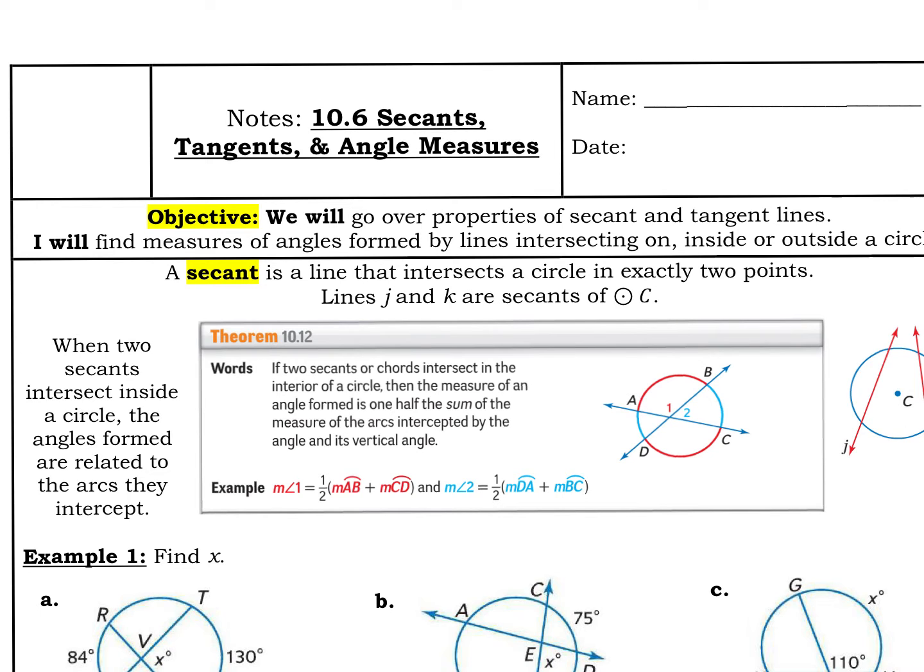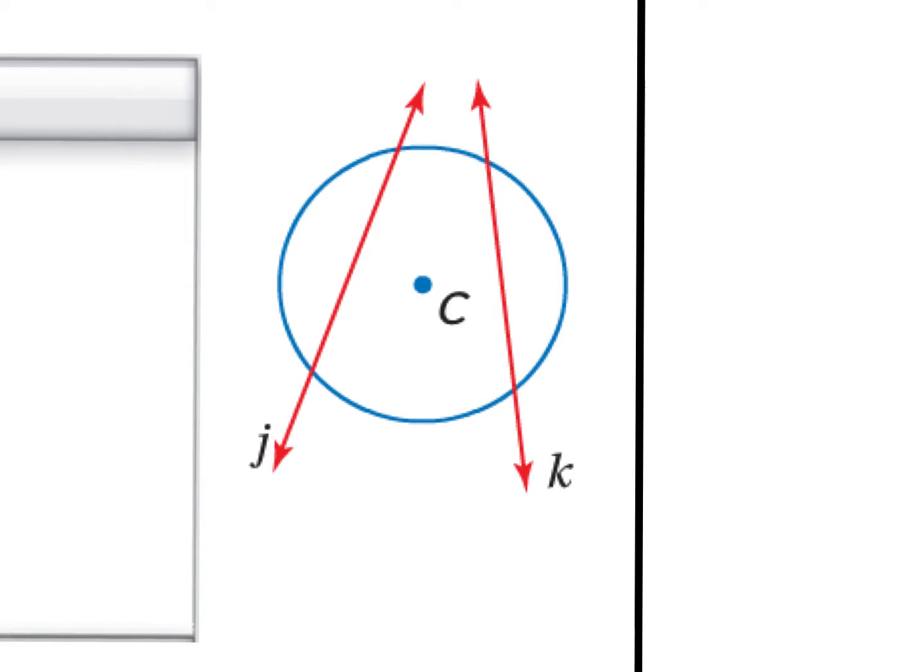At the top of the notes here, I have the definition of a secant. A secant is a line that intersects a circle in exactly 2 points. Lines J and K are secants of circle C. So here's circle C. You see lines J and K. They are secant lines. Basically, they're lines that go through a circle.